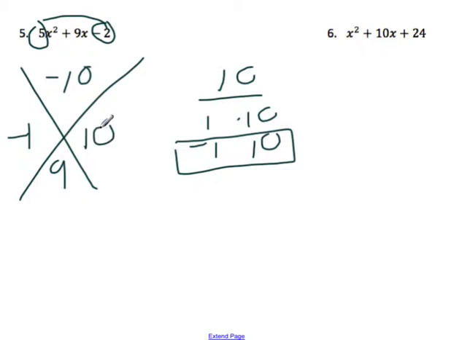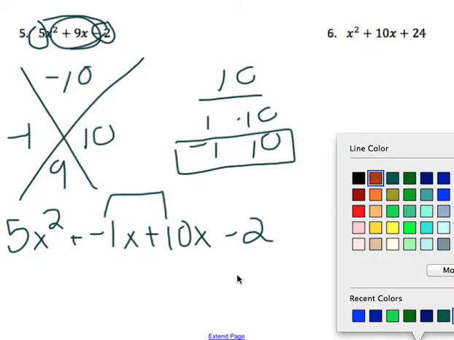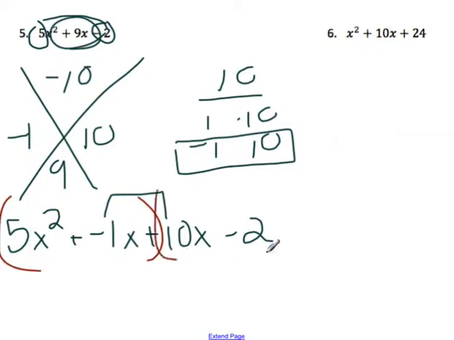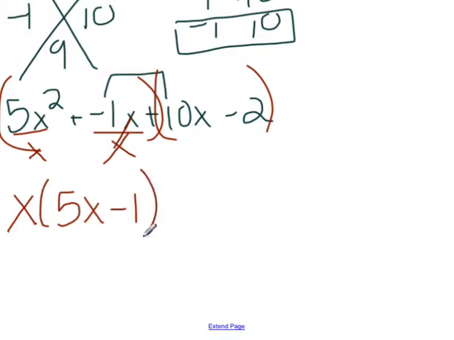So now I'm ready to make my grouping. I keep the first term the same, and then I'm going to split up this middle term with the two terms that I have in my x. So this is really still 9x. And now I'm ready to factor by grouping. So I'm going to make a group and a group. Between 5x squared and 1x, I can only take out an x. So now I'm dividing each of these terms by x. And then I'm left with 5x. Here the x's cancel, and I'm left with a negative 1.